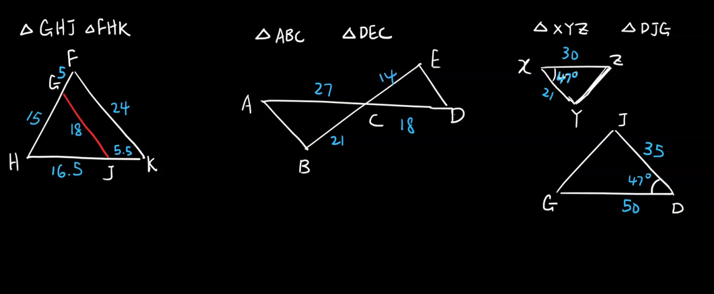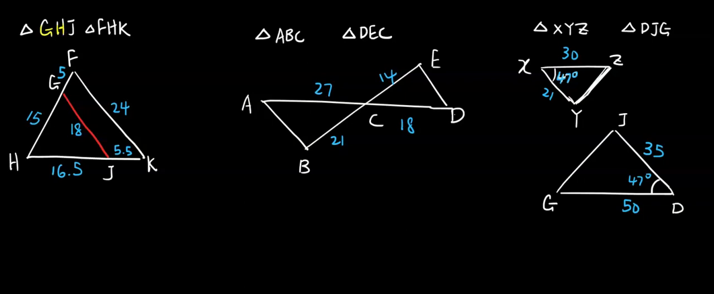Welcome to another triangle similarity problem. Let's find out if these triangles are similar. If so, we're going to write a triangle similarity statement. Okay, the first one gives us triangle JHJ and triangle FHK.